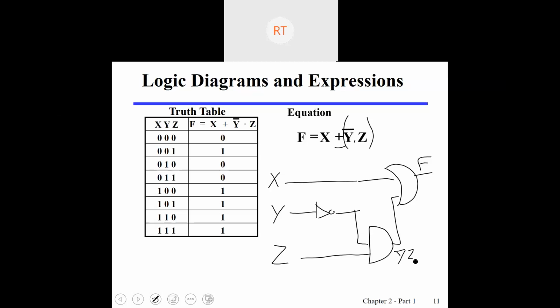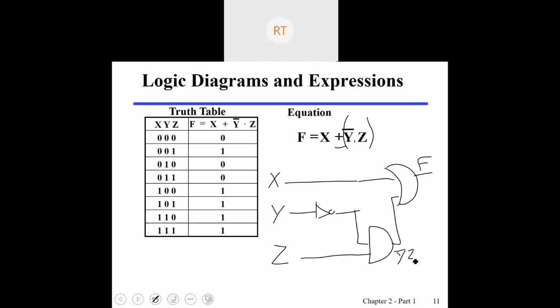You agree? Yes, but Doctor, why did you choose Y bar Z first? We do not do X plus Y bar and then you do the Z, okay? This is Y bar Z first, and then if parenthesis makes it clearer for you, add parenthesis, okay? You do the output of Y bar Z and then you OR it with the X.